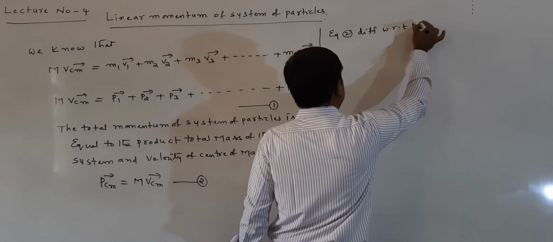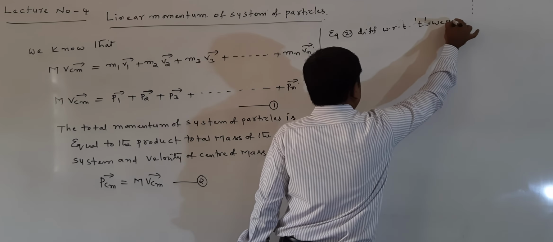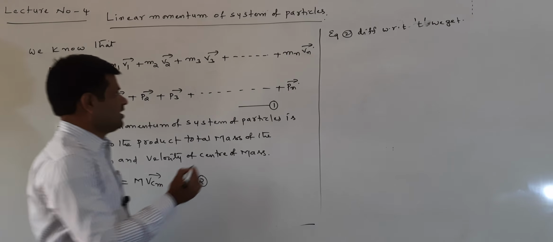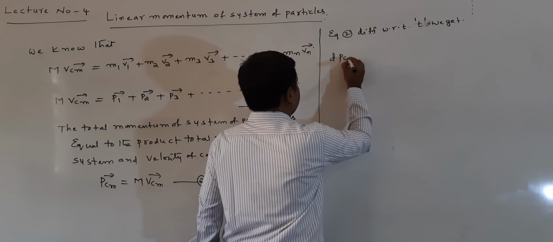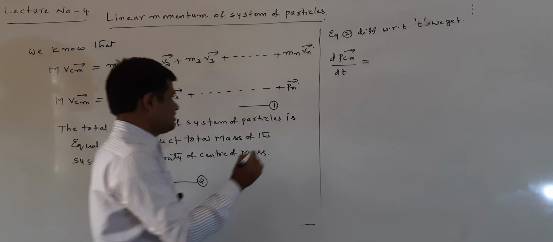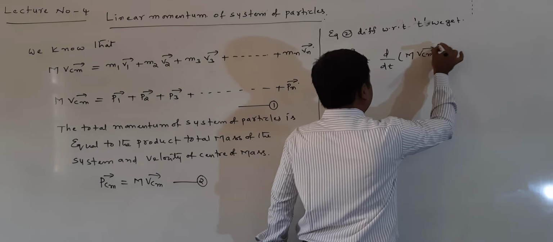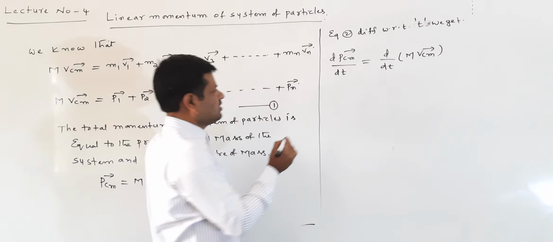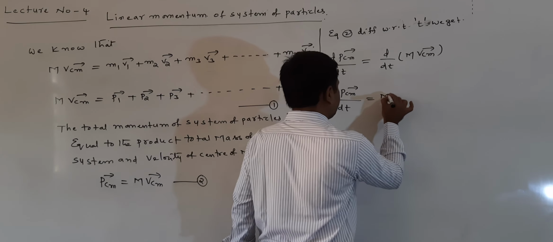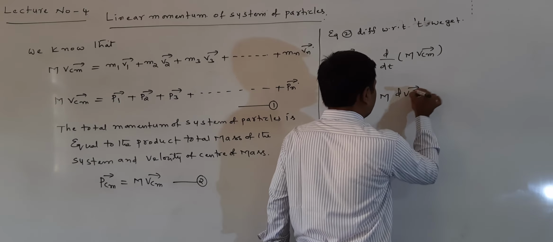Differentiating with respect to t, what is the equation we are getting here? dPcm bar by dt is equal to d by dt of m into Vcm bar. Taking m outside, the remaining is dVcm bar by dt.